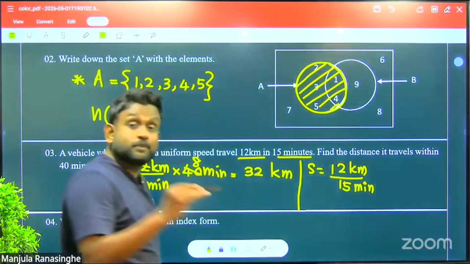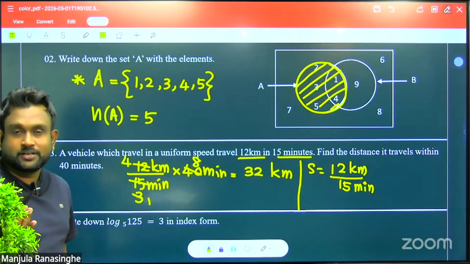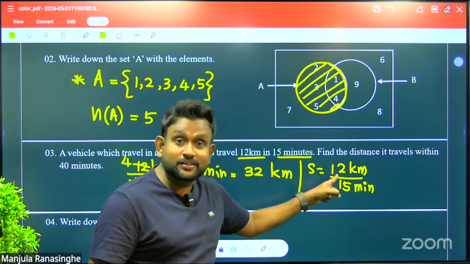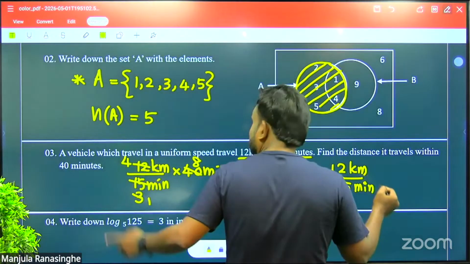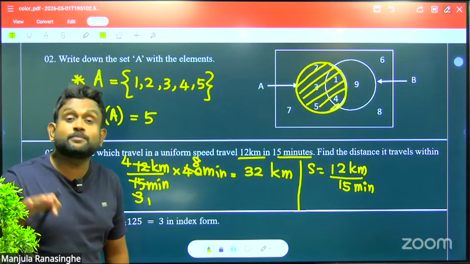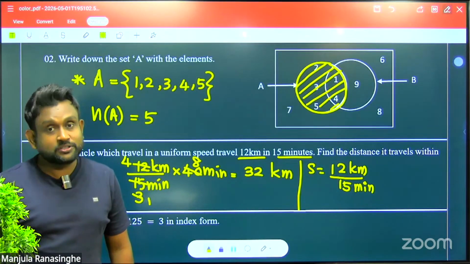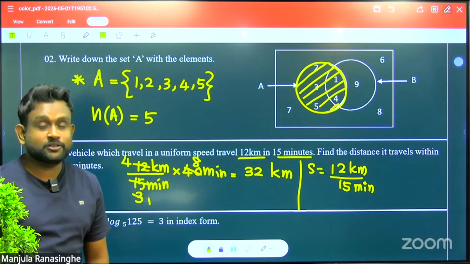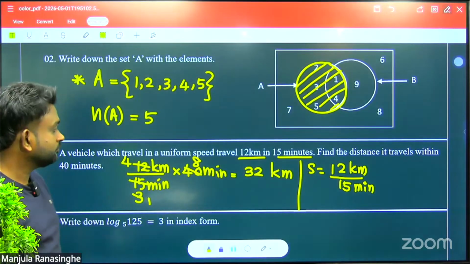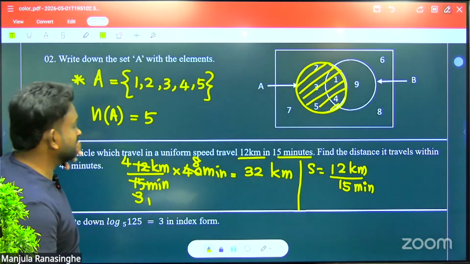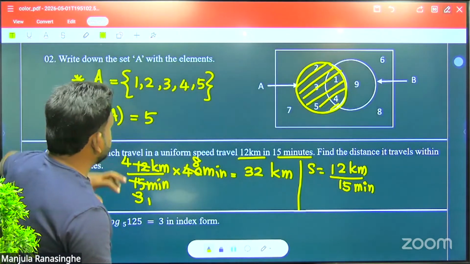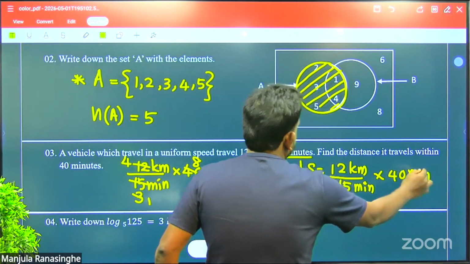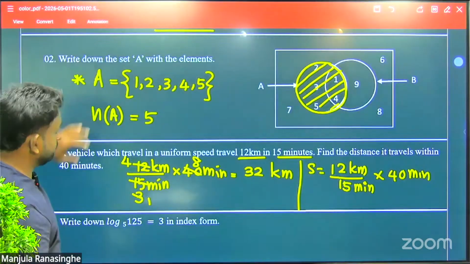This is the speed, that means per 1 minute, what is the distance travelled? Within 1 minute they travel 12 over 15 kilometers. If that's so, the time they have, you multiply with the 40 minutes. The speed multiplied by the time gives you the distance. So same concept, right? Same way we have done it. So the answer is 30 kilometers. You can calculate the speed and then multiply it with the time, which is 40 minutes. Same answer, but two different approaches.